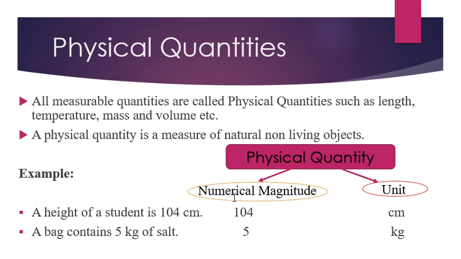Any physical quantity can be expressed with both of these things. We cannot simply tell the numerical magnitude, or simply say the unit, because it is meaningless if we only say 104 or only say centimeter. In the same way, look at an example like a bag. It contains 5 kilogram of salt. So the number 5 is the numerical magnitude here, and kg is the unit. Any physical quantity can be expressed as a numerical magnitude and a unit.